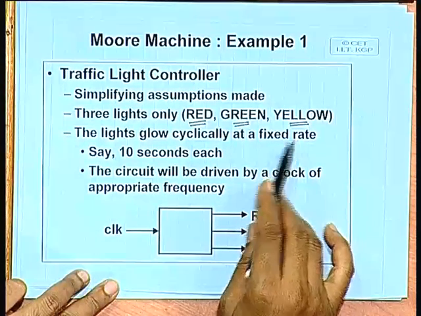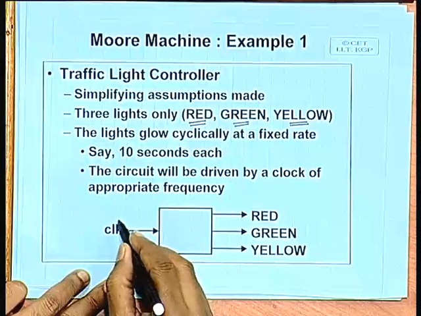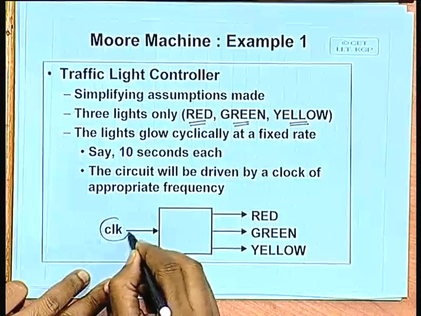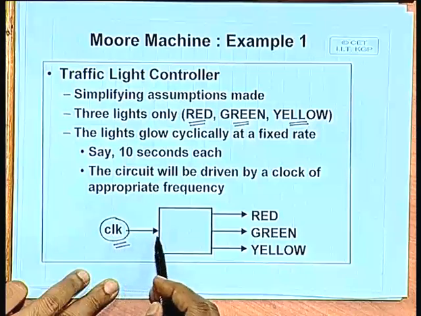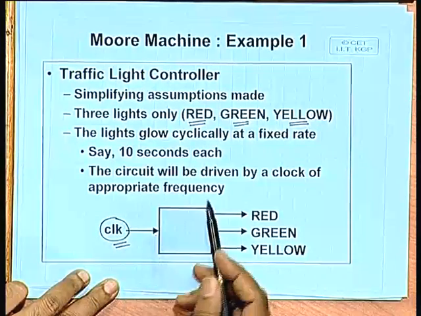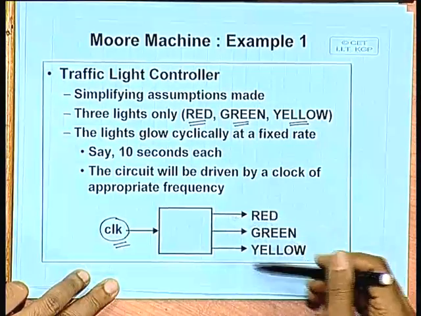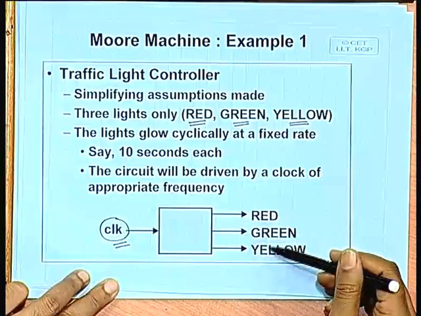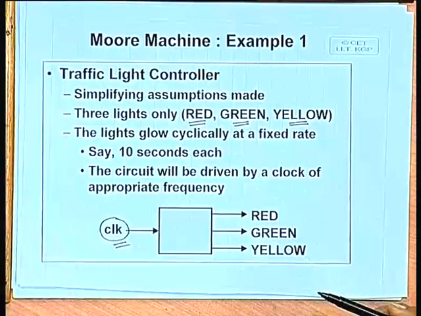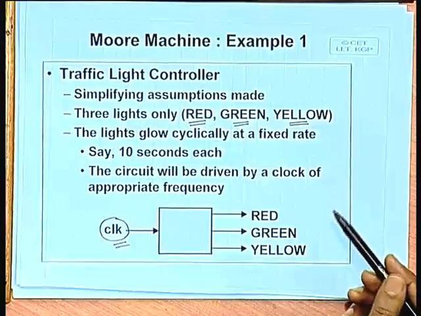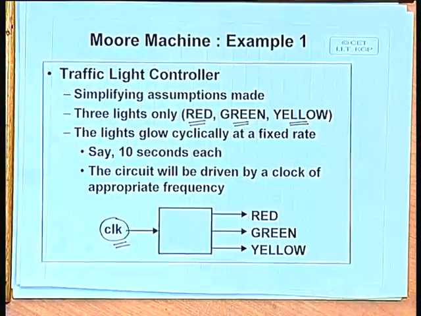Now, this rate can be anything. The rate is determined by this applied external clock. This clock can be as slow or as fast as we desire, and these lamps will be glowing cyclically along with this. Fine. So, now let us see how we can model this using Verilog.